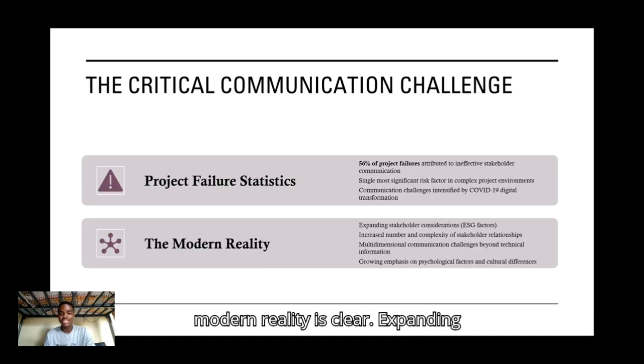The modern reality is clear. Expanding stakeholder consideration is yet to be implemented, and this has also increased the number and complexity of stakeholder relationships. And we could also see that there's multidimensional communication challenge beyond technical information. And there's also a growing emphasis on psychological factors and cultural differences amongst the different stakeholders in the organizations and the project as a whole.